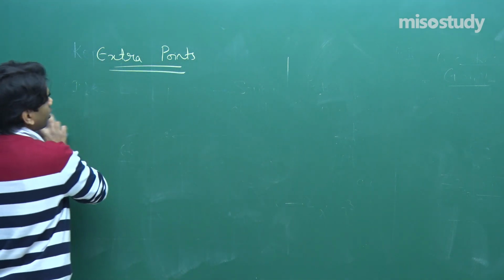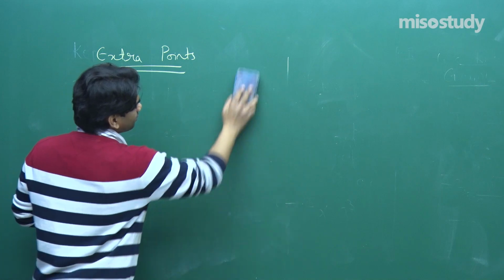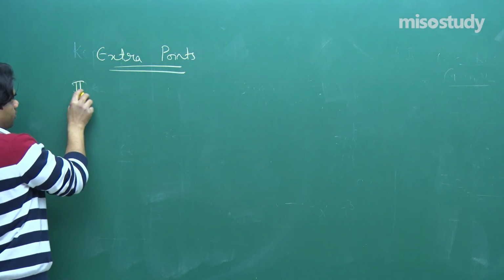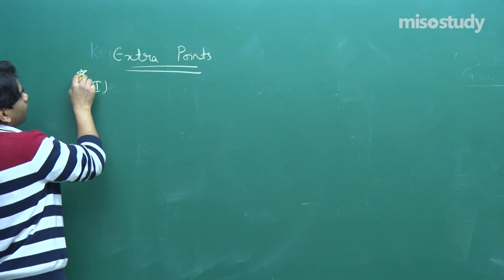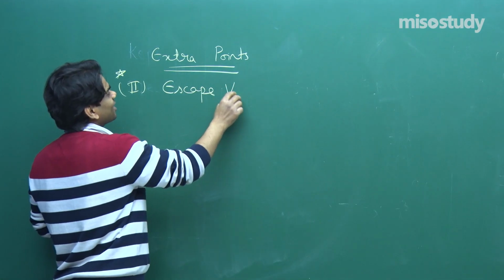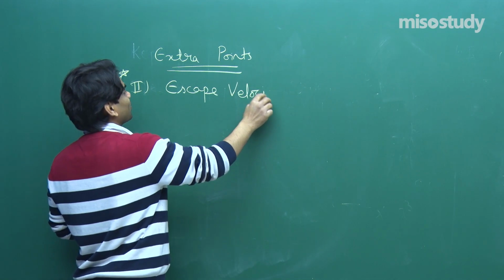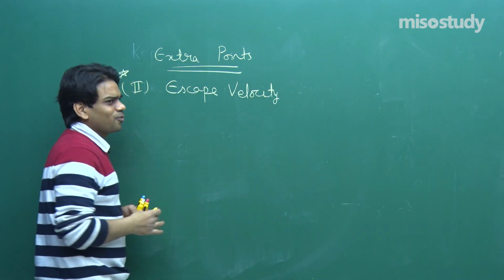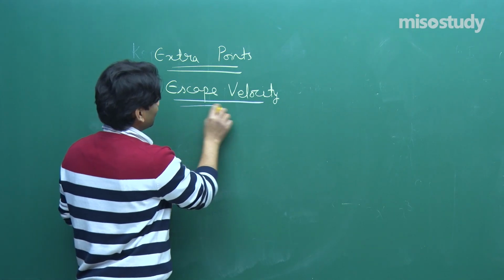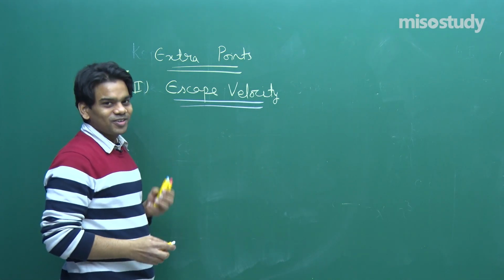So the first extra point we learned about was binding energy. The second is escape velocity. Escape, I understand that whenever this point comes, you all think how can we escape from learning and from school, from classes? How can we avoid it, or how can we escape?